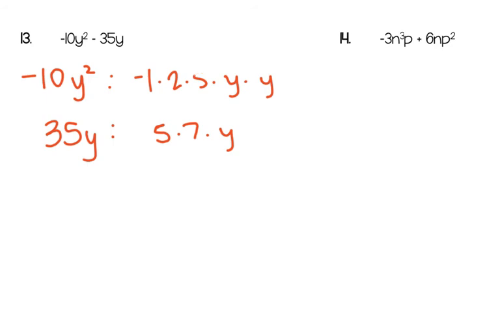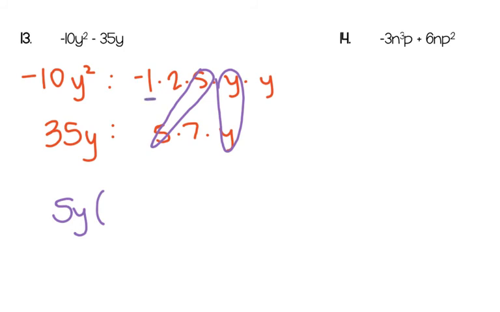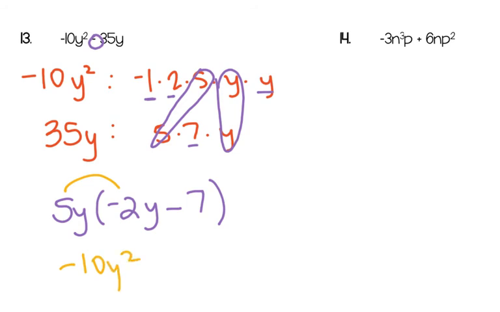Looking at my greatest common factor, I see that I have 5 and I have y, and that's all. So I'm going to have 5y. Then if I look at what I have to multiply by, it's going to be negative 1 times 2, so that's negative 2 times y. Check your sign, minus, and then 7. When I check that, it does come out to be negative 10y to the second power minus 35y. So that's good. That's what I wanted.